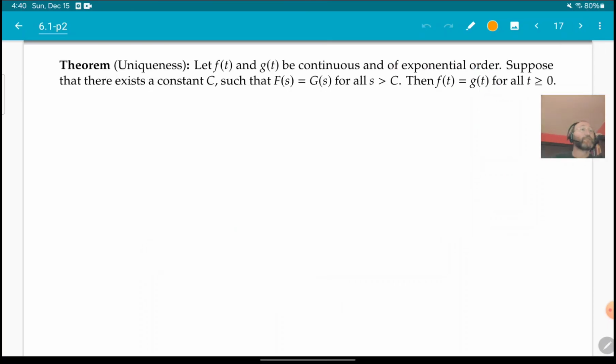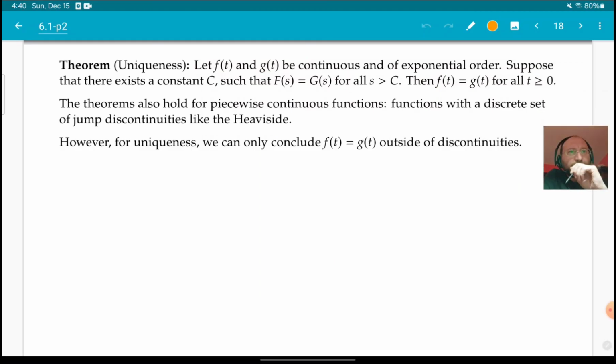All right. So now the next theorem, so we have existence, we have uniqueness, right? So suppose that we have two functions that are continuous and exponential order, and suppose that their Laplace transforms are equal for large enough c. So somewhere, far enough out, they have the same Laplace transform. Then they're actually the same function. Well, at least for t bigger than or equal to 0. And you can't say anything about t less than 0 because the Laplace transform is not defined for t less than 0.